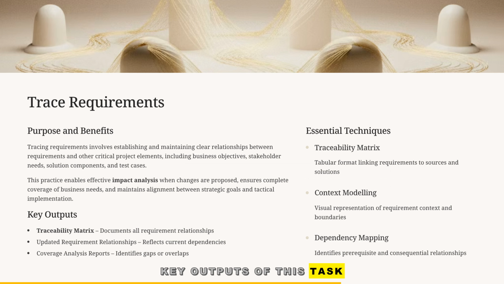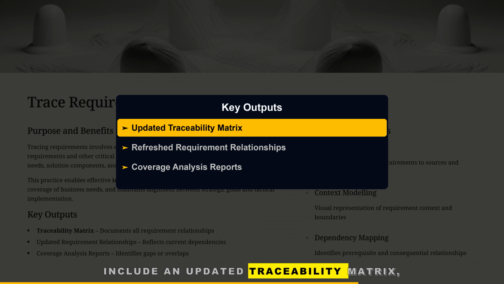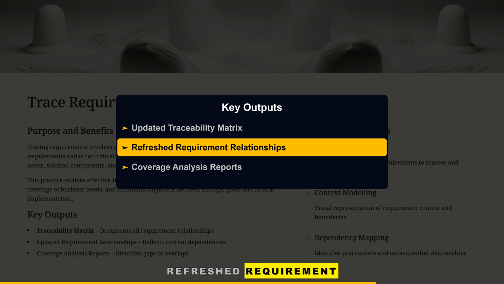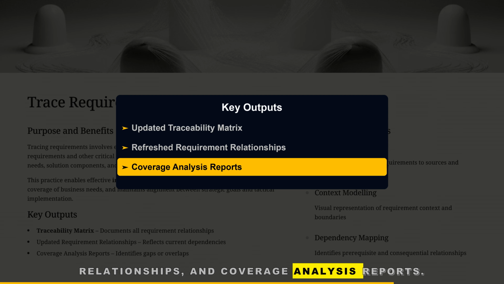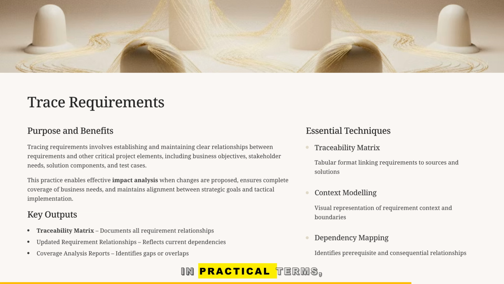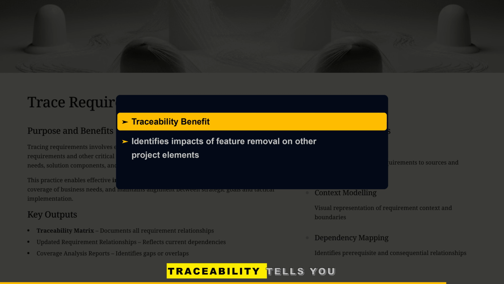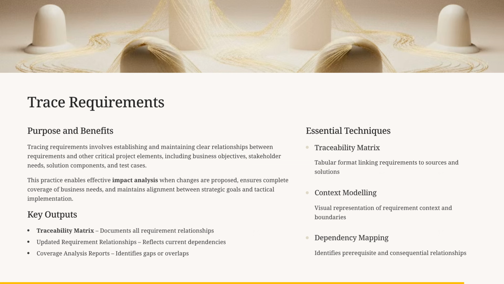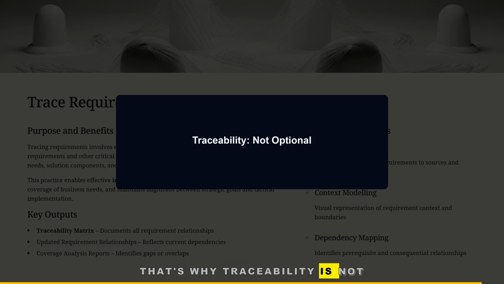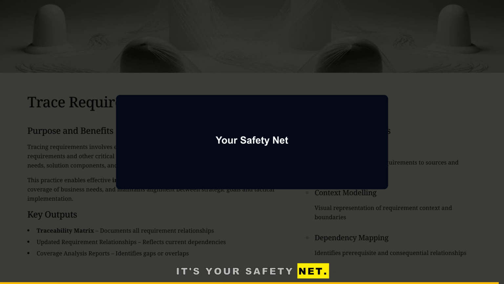Key outputs of this task include an updated traceability matrix, refreshed requirement relationships, and coverage analysis reports. In practical terms, if a stakeholder asks to remove a feature, traceability tells you exactly what else will break. That's why traceability is not optional, it's your safety net.